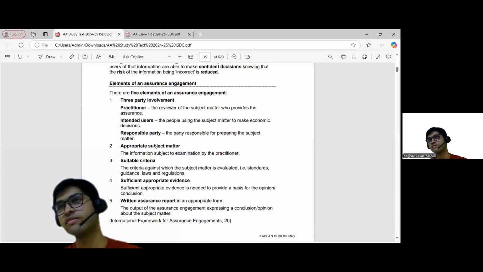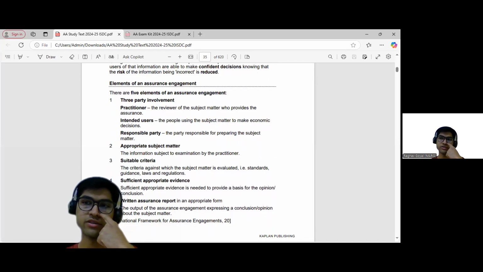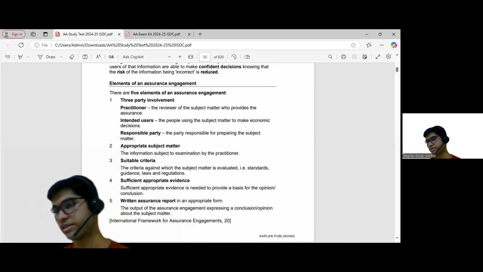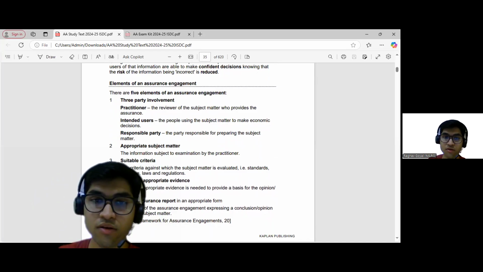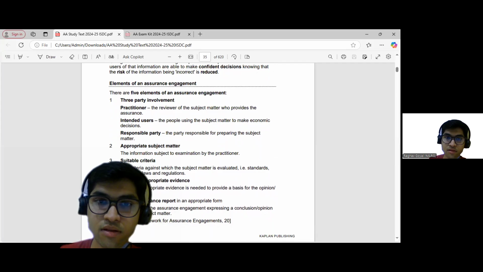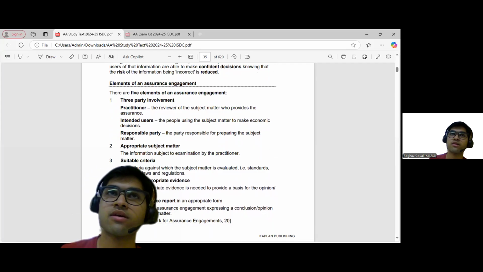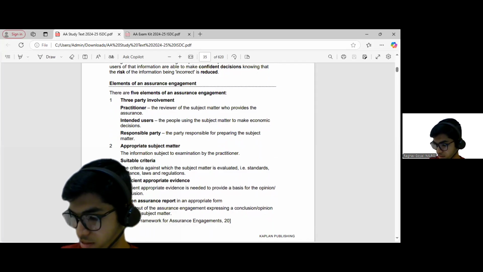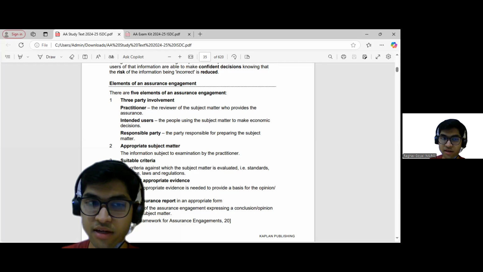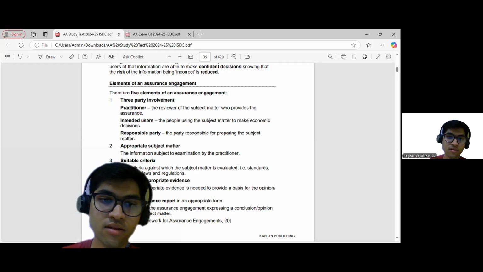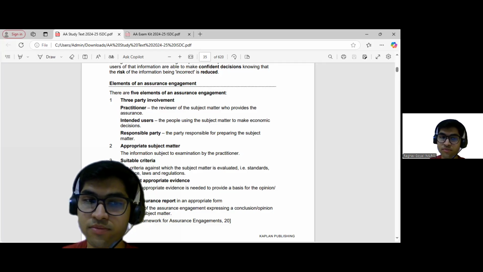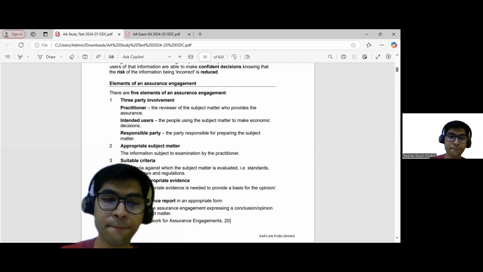So there are basically five elements of an assurance engagement which you need to be worried about. Sometimes these are tested in the MCQs. We have three parties. So if I was to put it in a simple manner, three parties. One is the auditor, one is the client, and third is the public that will be using the reports that we make on the client.